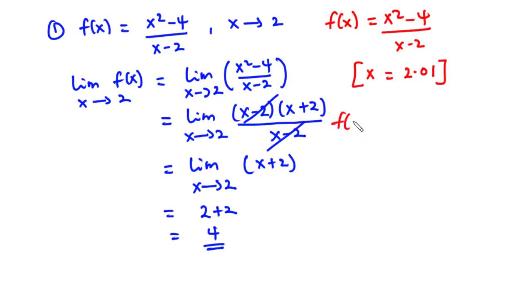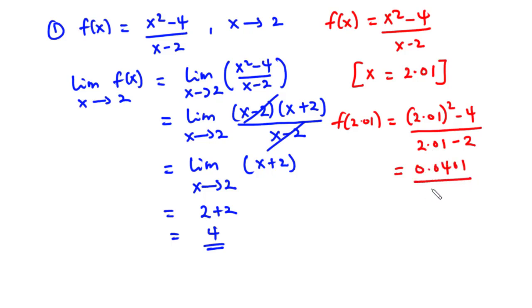So we have f of 2.01 equals 2.01 squared minus 4 divided by 2.01 minus 2. Now 2.01 squared minus 4 will give us 0.0401, divided by 2.01 minus 2, which is 0.01. So this is going to give us 4.01. So this technique works for any limit, so long as you plug in a value that is closer to what x is approaching, so that if the limit exists, then it's going to converge around a certain value.